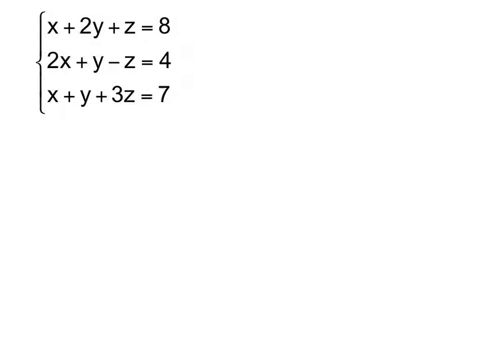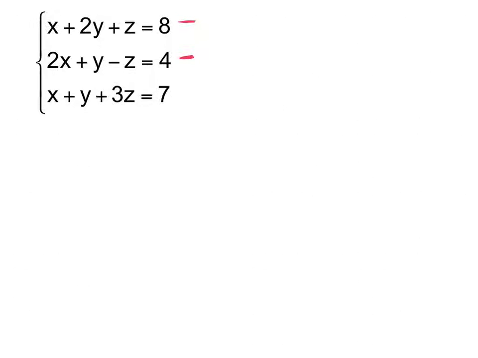Another system where everything is all lined up. Let's try to do some elimination. I have x and 2x and x. I have 2y and y and y. And look at our z's. Ooh, we already have opposites. Now, you could certainly change one of these equations to make opposites of x's or opposites of y's. But if we already have opposites, let's go ahead and go with that. So I'm going to use equations 1 and 2.